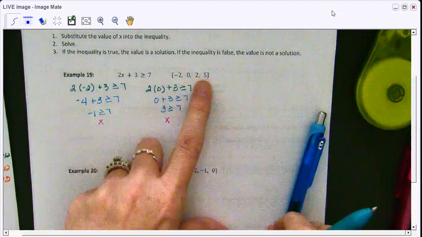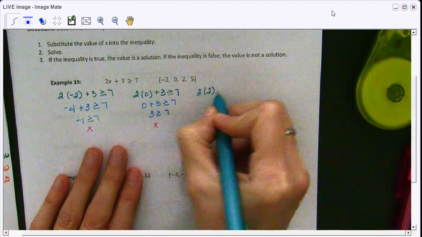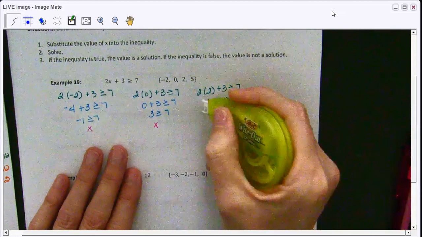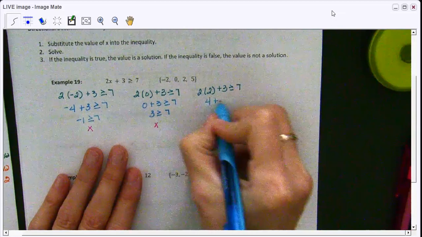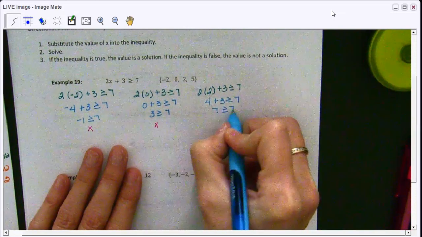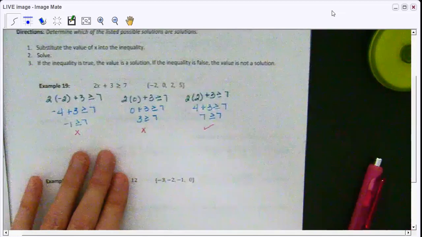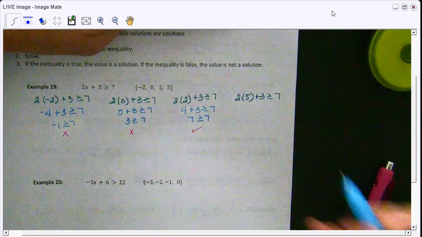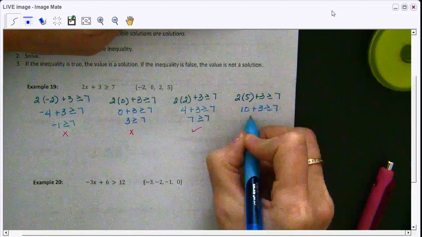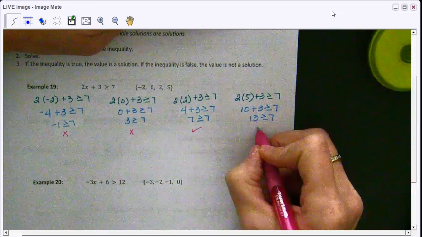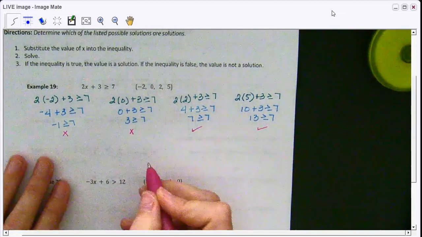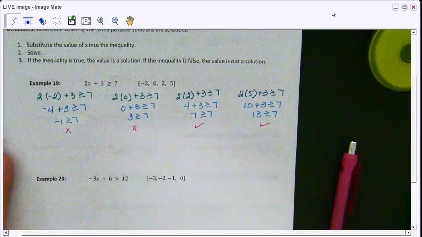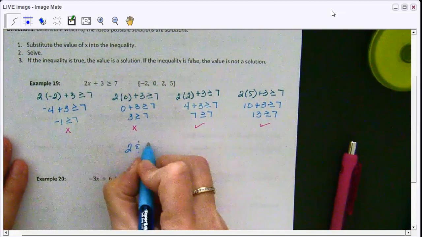Okay, let's go ahead and do the same thing for the next two numbers, 2 and 5. You should have gotten a solution for 2, and for 5. Since it could be equal to, our answer is 2 and 5. Those are solutions to that inequality.